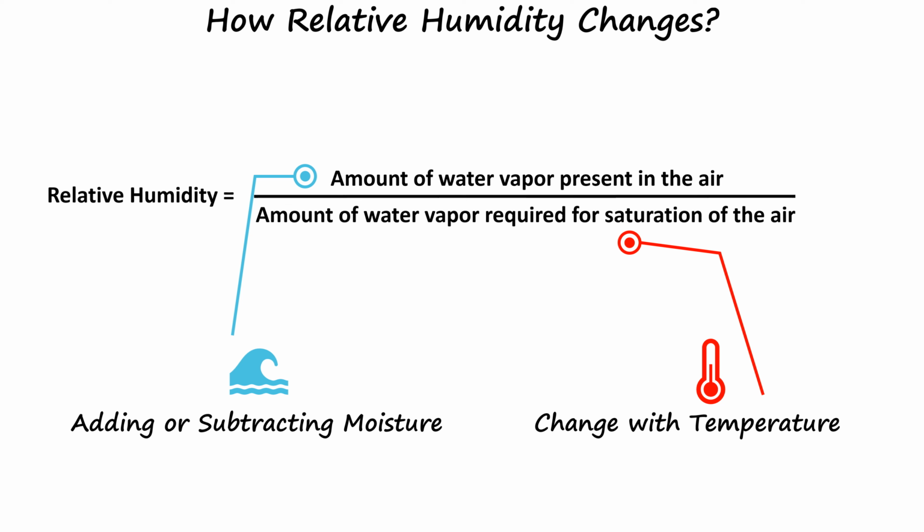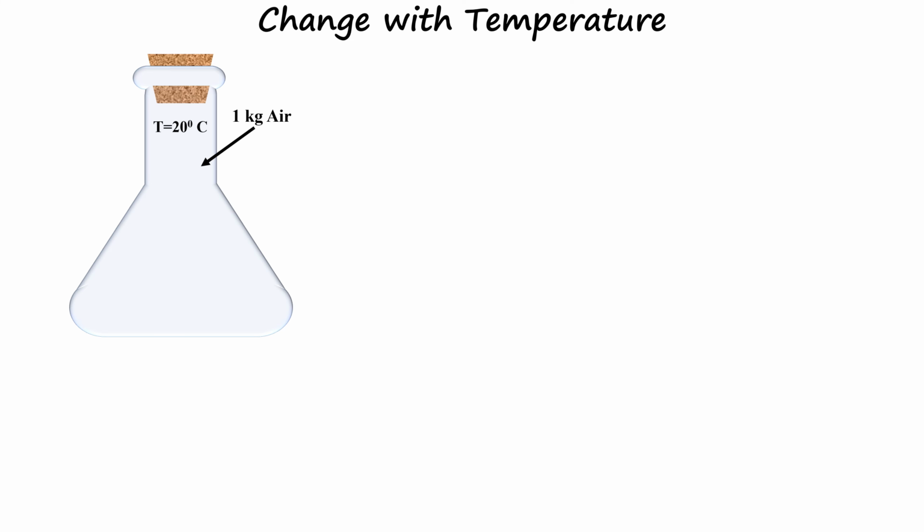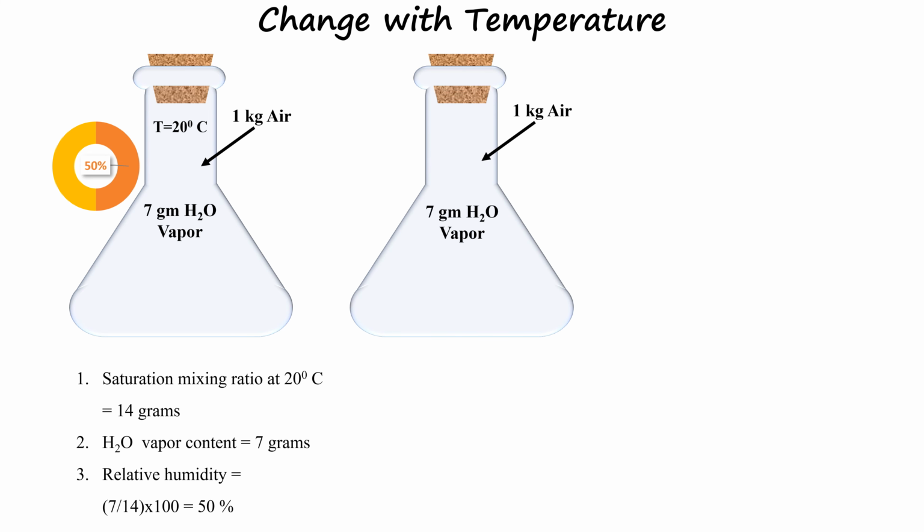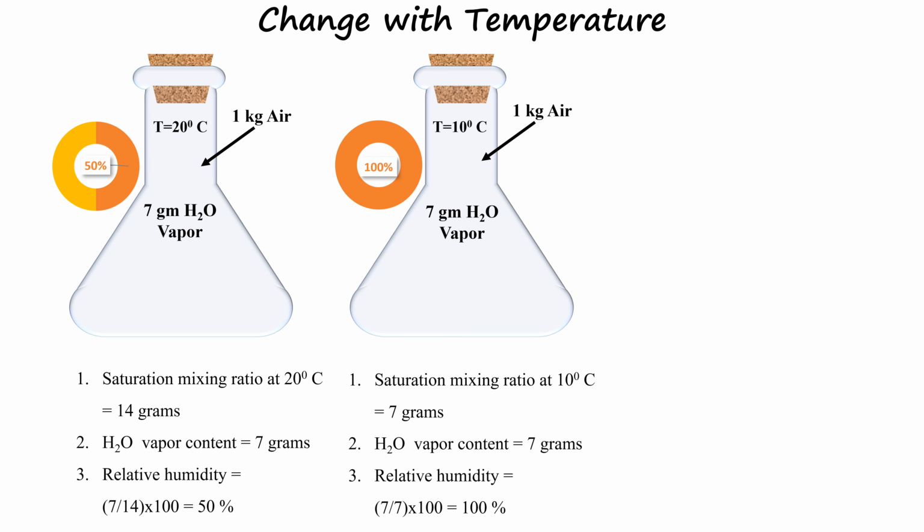Now that we have covered how changes in water vapor content affect relative humidity, let's explore how changes in temperature influence it. Let's dive back into our beaker experiment. The air holds 7 grams of water vapor. According to our handy table, the saturation mixing ratio at this temperature is 14 grams per kilogram, so our relative humidity is 50%. Now, let's cool things down to 10 degrees Celsius. At this lower temperature, the saturation mixing ratio drops to 7 grams per kilogram, and the relative humidity rises to 100%.